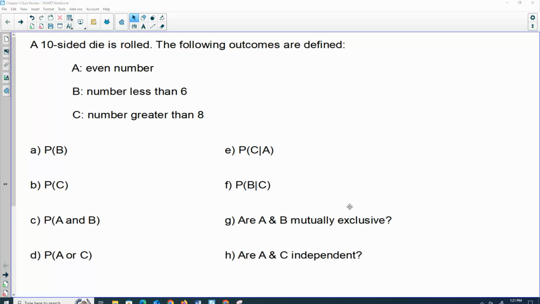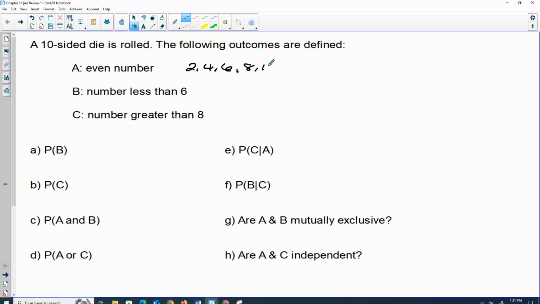So our first problem, a 10-sided die is rolled. So we have a die with 10 sides. Event A is an even number. If you are rolling a 10-sided die, what would be the even numbers that you could roll? 2, 4, 6, 8, 0.